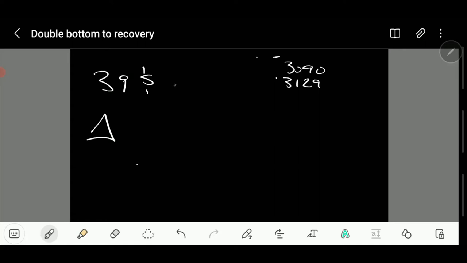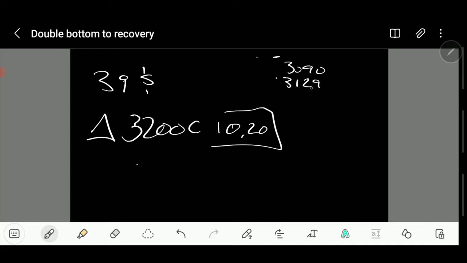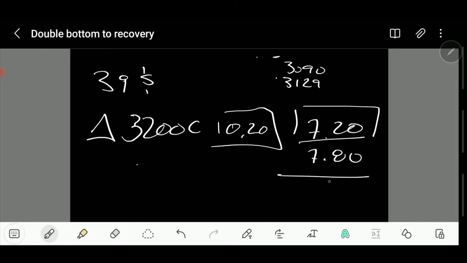What is delta? Delta for the 3230 calls was roughly 0.20. What does this mean? It means that for each dollar rise, premiums will move by 20 cents, right? We paid 7.20. This is the price we had. So we're looking at $39 for a possible rise at 20 cents per dollar. So 39 times 0.20 is what? 7.80, right? So 7.20 plus 7.80 is 15 total.